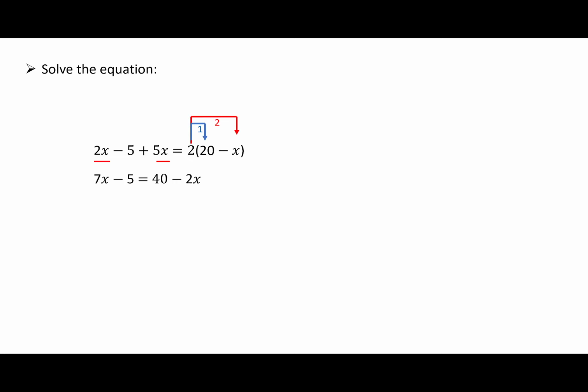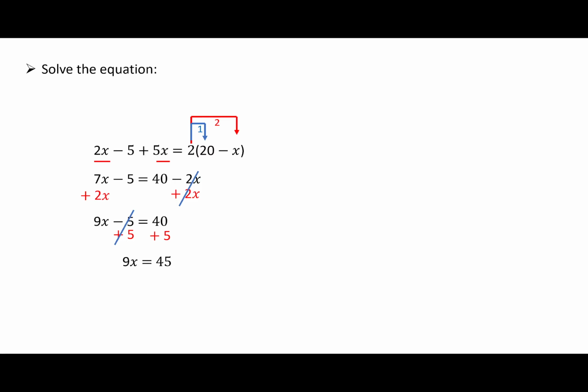Now we need to have the variable on one side and the constant on the other side. So I can get rid of this from here by adding 2x. So when you add 2x here, you add 2x here. Okay? So now you get 9x minus 5 is equal to 40. Now you need to get rid of this minus 5. So you add 5 here and 5 here. So you get 9x is equal to 45.